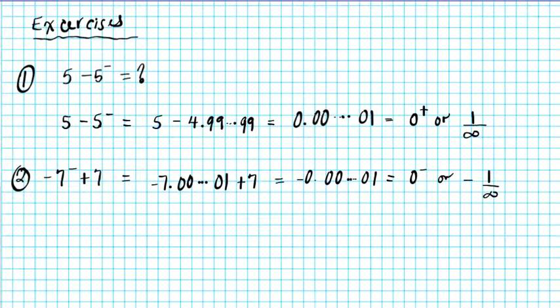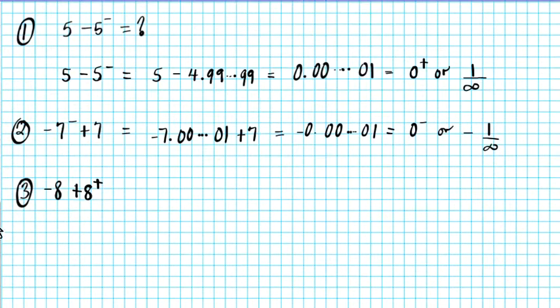So for question 3, let's say you were to compute -8 plus 8 from the right. Okay, so something like that. Alright, so let's go ahead and represent 8 from the right on a number line so you can see exactly what's going on. So this, we don't know what it is yet.